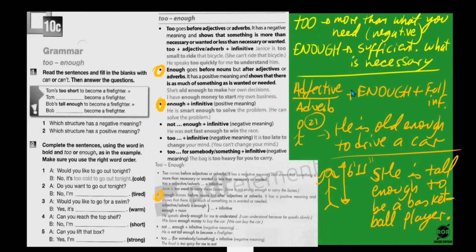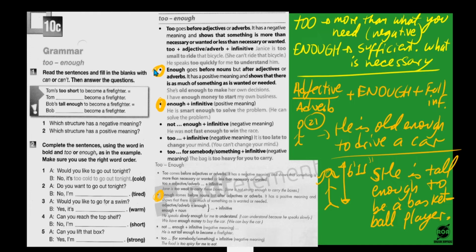In the case of enough, the formula is a little different. You have to start with the adjective or adverb, and then you go with enough, and then the full infinitive. For instance, this man right here is 21, so he can drive. He is old enough to drive a car. This is with a positive meaning. This woman right here is 6 feet 11 inches. So she's tall enough to be a basketball player.